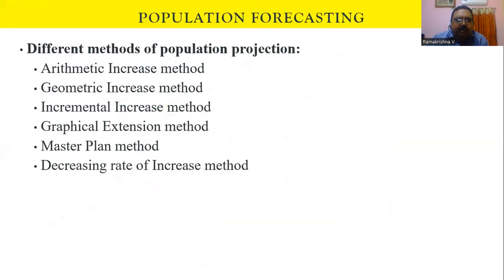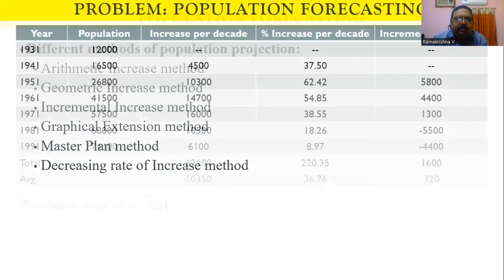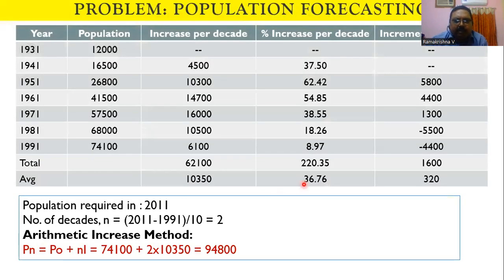So we have seen different methods of population projection: arithmetic increase, geometric increase, incremental increase, and graphical extension. In this video, we'll take an example and illustrate the first four methods of population projection. For that, we'll consider the population from 1931 to 1991, starting from 12,000 population to 74,100.